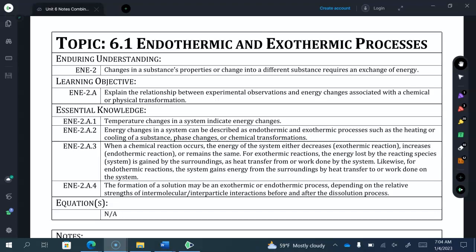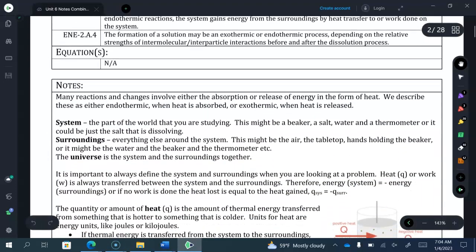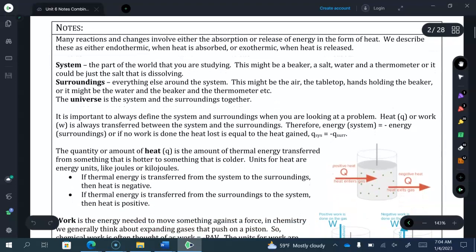Hello everyone, welcome to topic 6.1, endothermic and exothermic processes. By the end of this, you should be able to explain the relationship between experimental observations and energy changes associated with chemical or physical transformations. There are no specific equations for this. This section is, for the most part, conceptual.